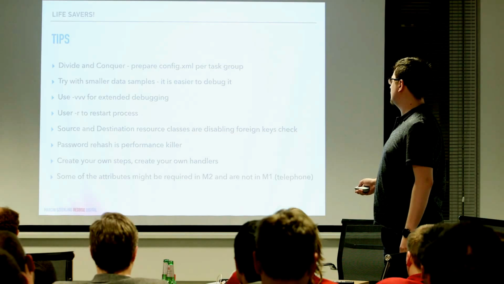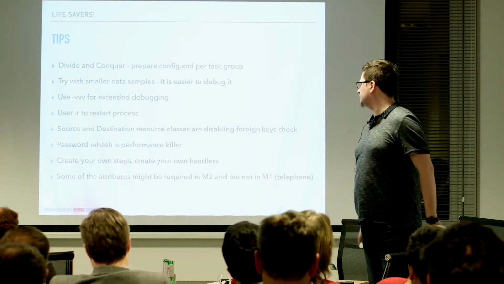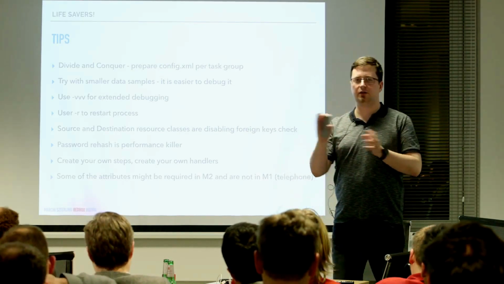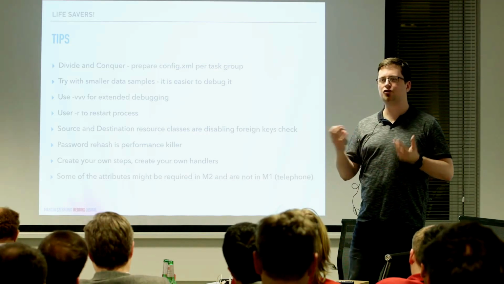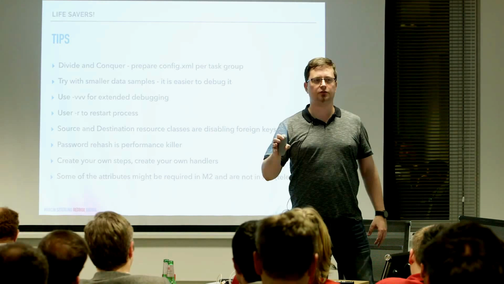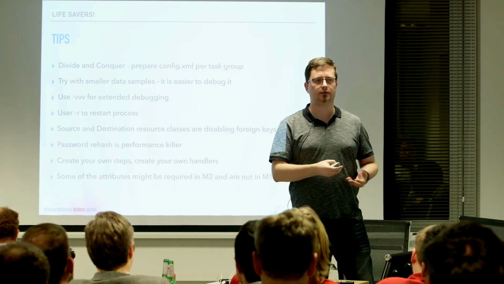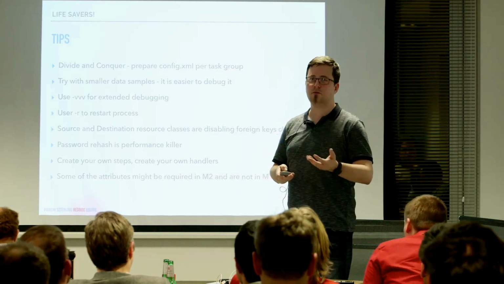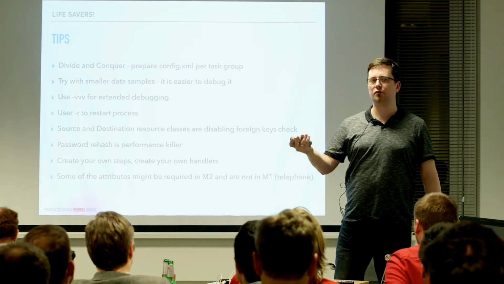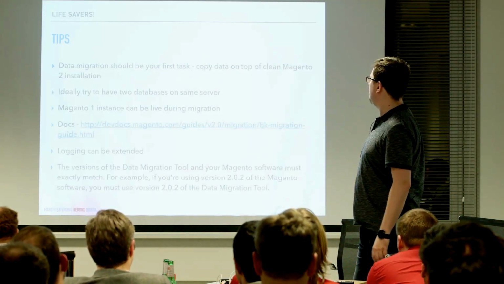Also, what is quite important, some of the attributes you have in Magento 1 might not be required in Magento 2 or vice versa. Because this tool will migrate everything as it is, make sure you check the attributes. The common problem is that in Magento 2, telephone is required. In Magento 1, maybe your client has telephone as a not required field, and it will not migrate any telephones. Then suddenly you won't be able to save your customer addresses. So you should look for that.